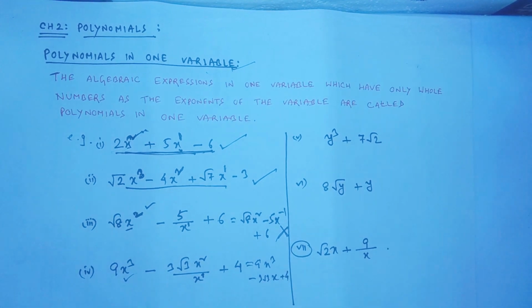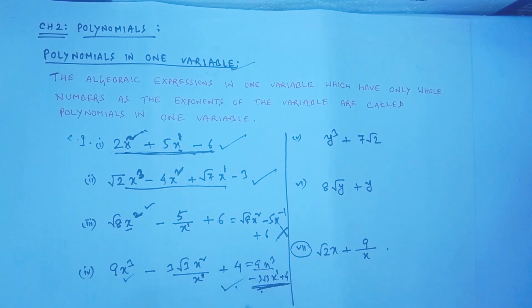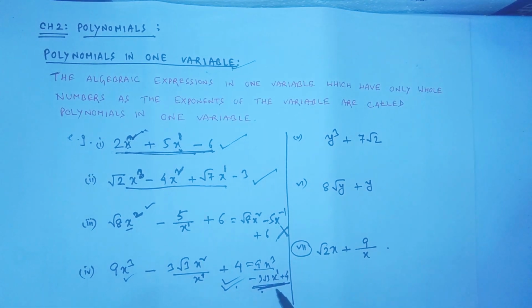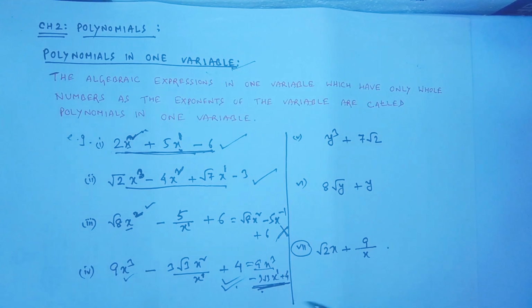Now see, this is your 9x cube minus 3 root 3x plus 4 in one variable x, and the variable x has whole number only in the exponent, because here it is 3, and here the exponent is 1. So ultimately it is a polynomial. So this is a polynomial because both exponents are whole numbers.